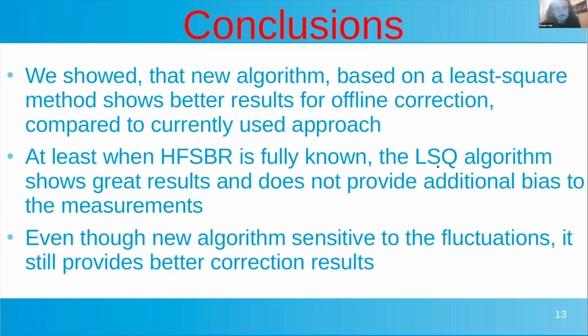As a result, we showed that the new algorithm based on the least squares method shows better results for offline correction compared to the currently used online afterglow approach. At least when HFSBR is fully known, the LSQ algorithm shows great results and does not provide any additional bias to the measurements. Even though the new algorithm is sensitive to fluctuations, it still provides better correction results.